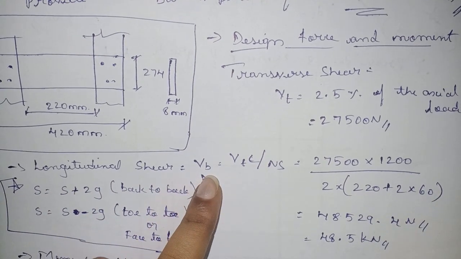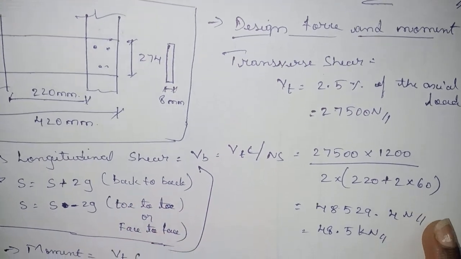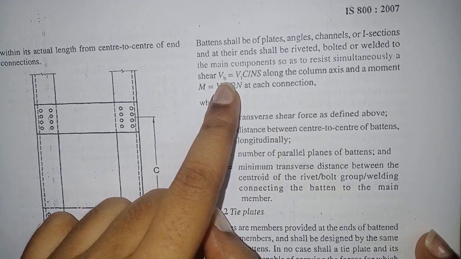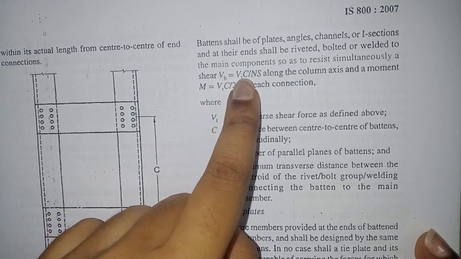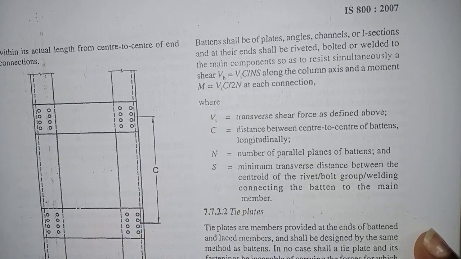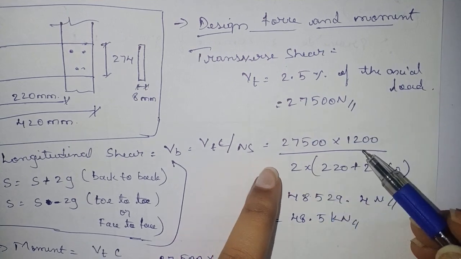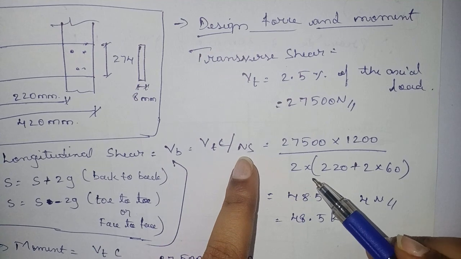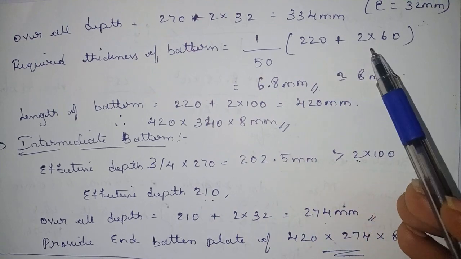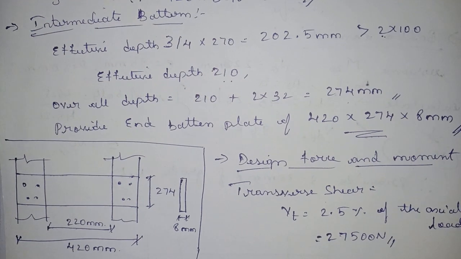Okay. So next we'll go for the longitudinal shear, VB equals VTC divided by NS. Again you will get this in the code book, same page number 51. On page number 51, you have VB and the moment equation. VB is equal to VTC divided by NS. M is equal to VTC divided by 2 times N. Okay, here you know what VT is. Just now we calculated. C is 1200 divided by 2 times S. Yes, you already know, just now we calculated, 220 plus 2 into 60. Okay, that is S. So effective S. Okay, what is N?